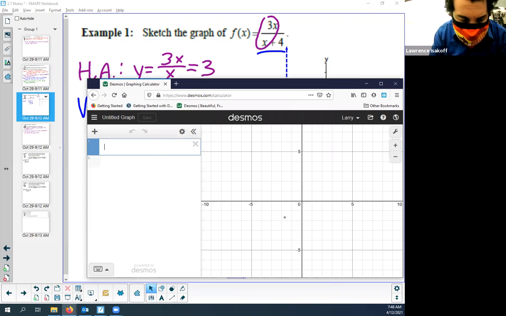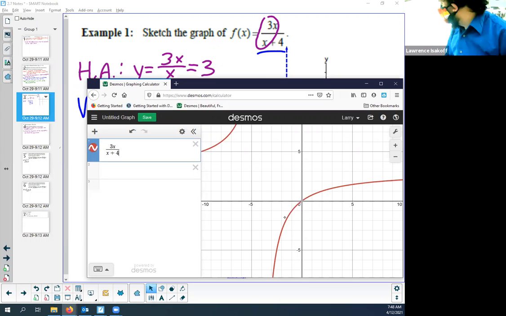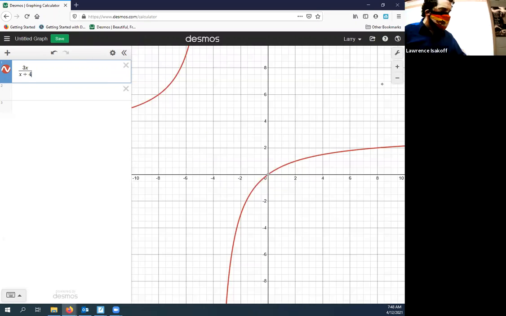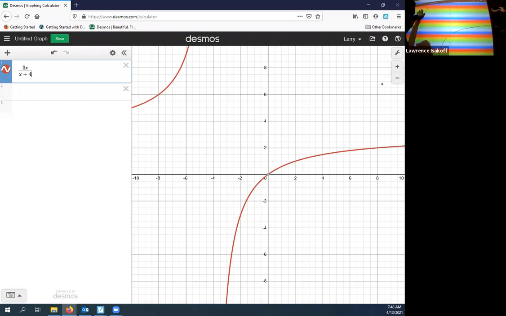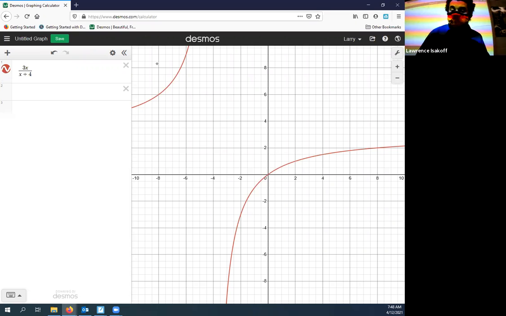So let's see, I have 3x divided by x plus 4. And I was indeed, oh no, I was wrong. I had said lower left and upper right. This is in the upper left and lower right. So that's how I'm going to graph this.